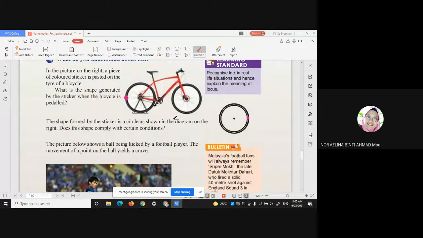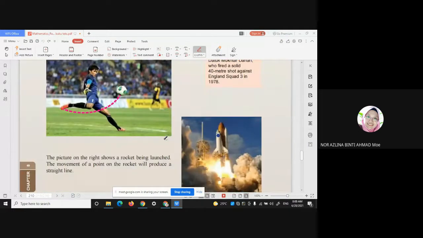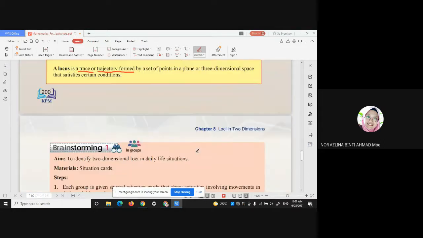What is loci, or we can call it a locus. Locus is a trace or trajectory formed by a set of points in a plane or three-dimensional space that satisfy certain conditions.